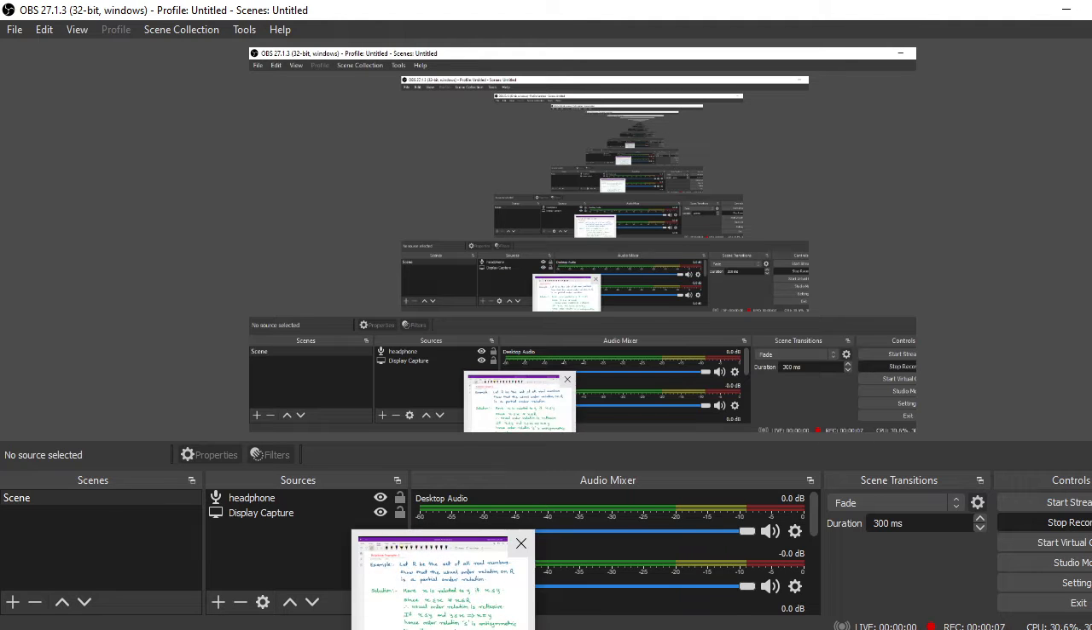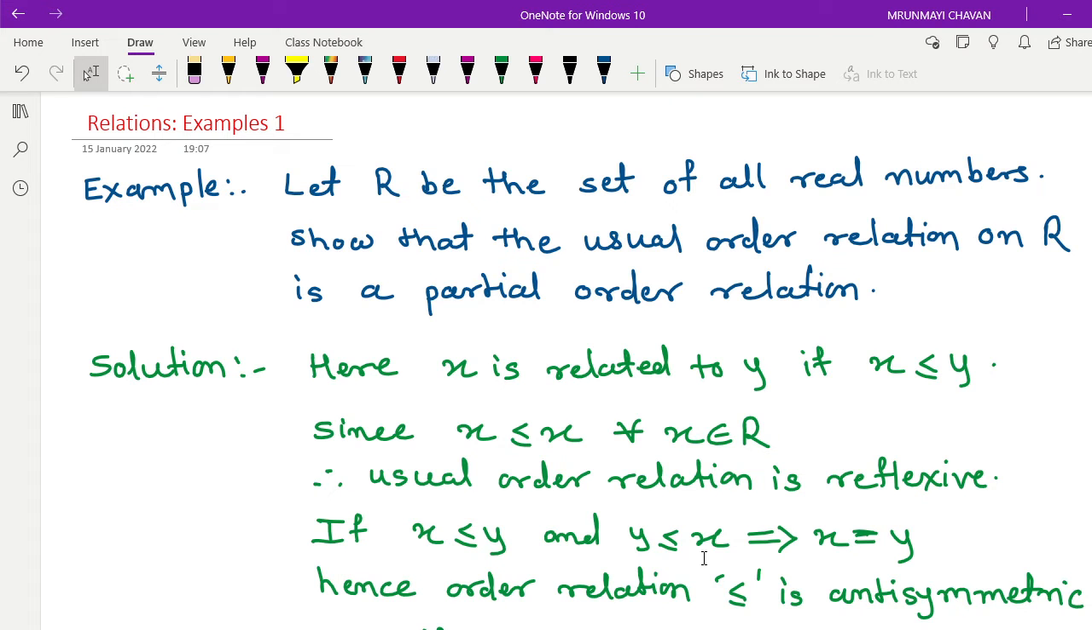Today we see some examples on relation. So let us see the first example. Let R be the set of all real numbers. Show that the usual order relation on R is a partial order relation.